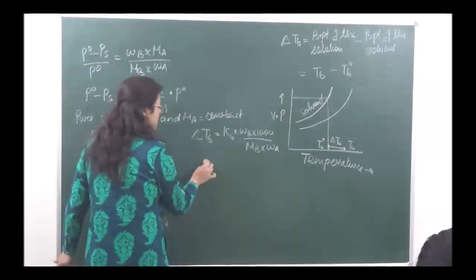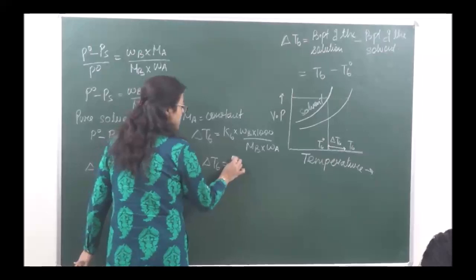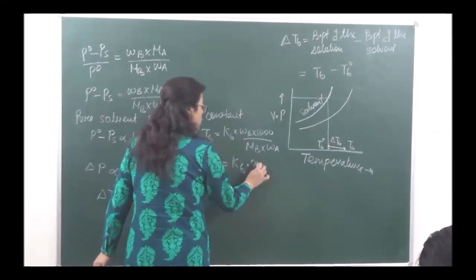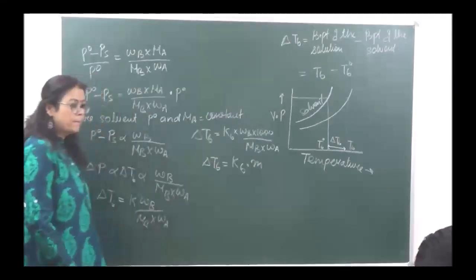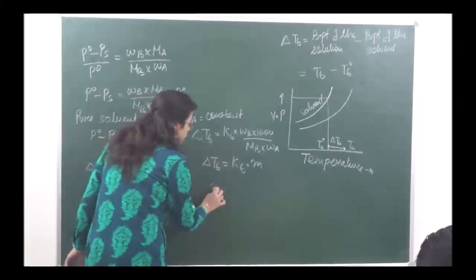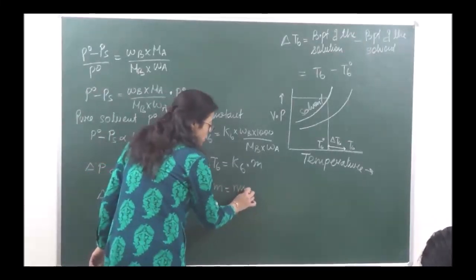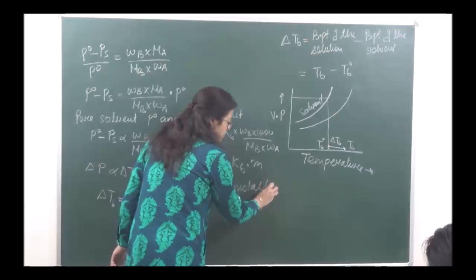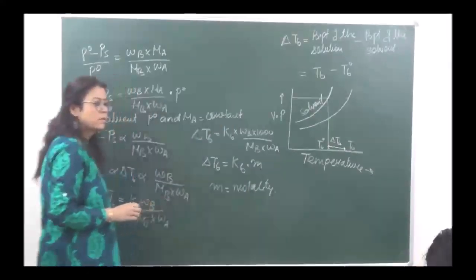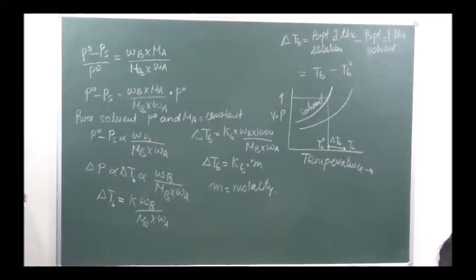So what will the expression now become? Delta Tb is equal to Kb into M, where M is equal to molarity. Clear? So this is the expression we are going to write over here.